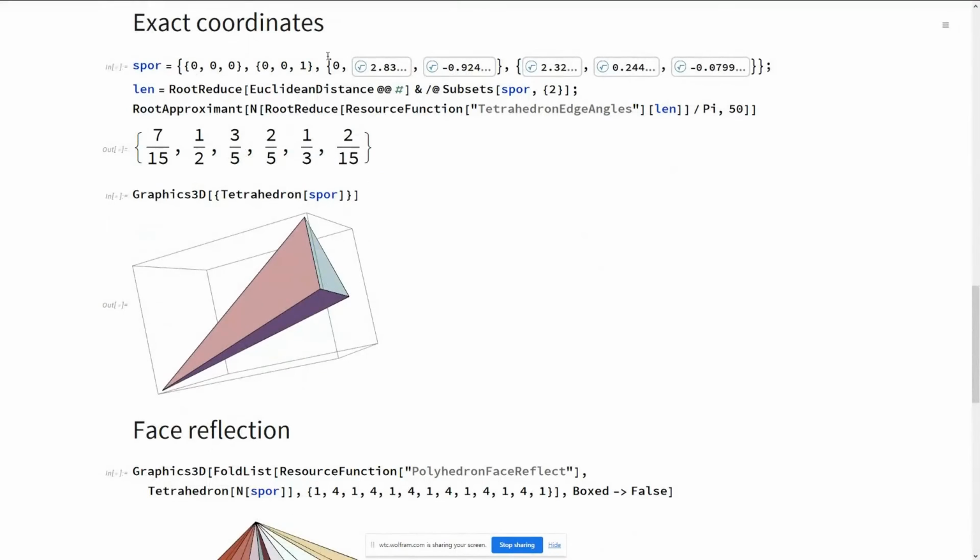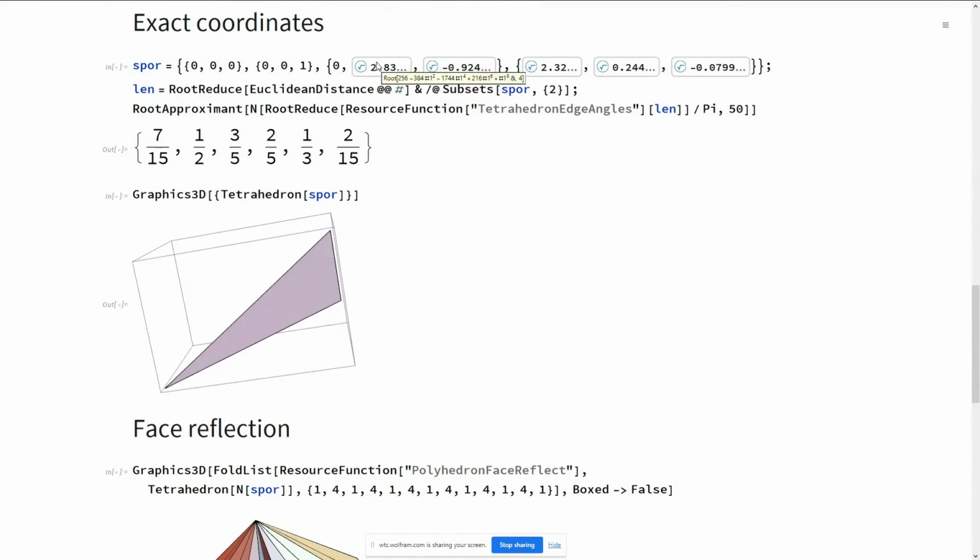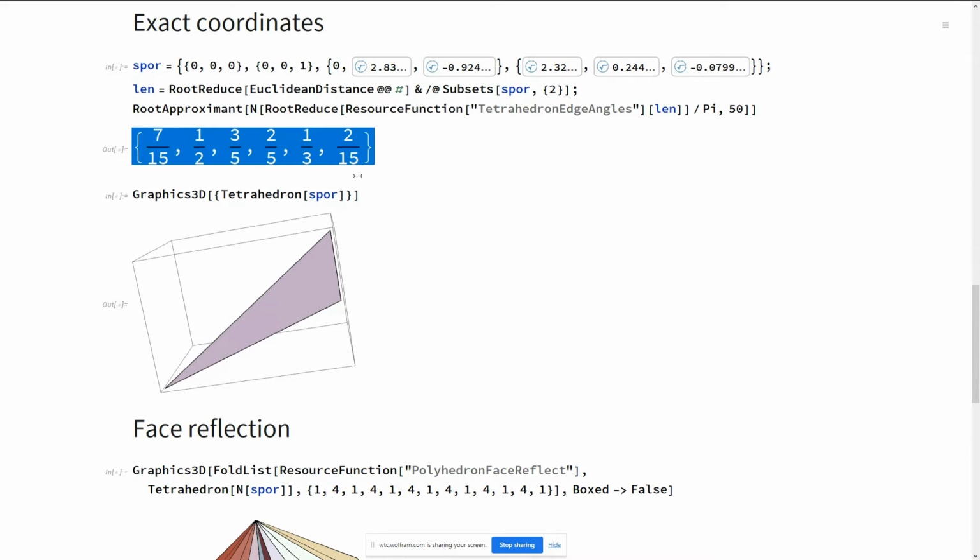We can look at some exact coordinates for some of these. For example, here they're somewhat nasty. These sporadic ones usually require either fourth degree polynomials, eighth degree polynomials, or higher, and I still haven't found exact solutions for all of them. But you get this set of dihedral angles for this particular one.